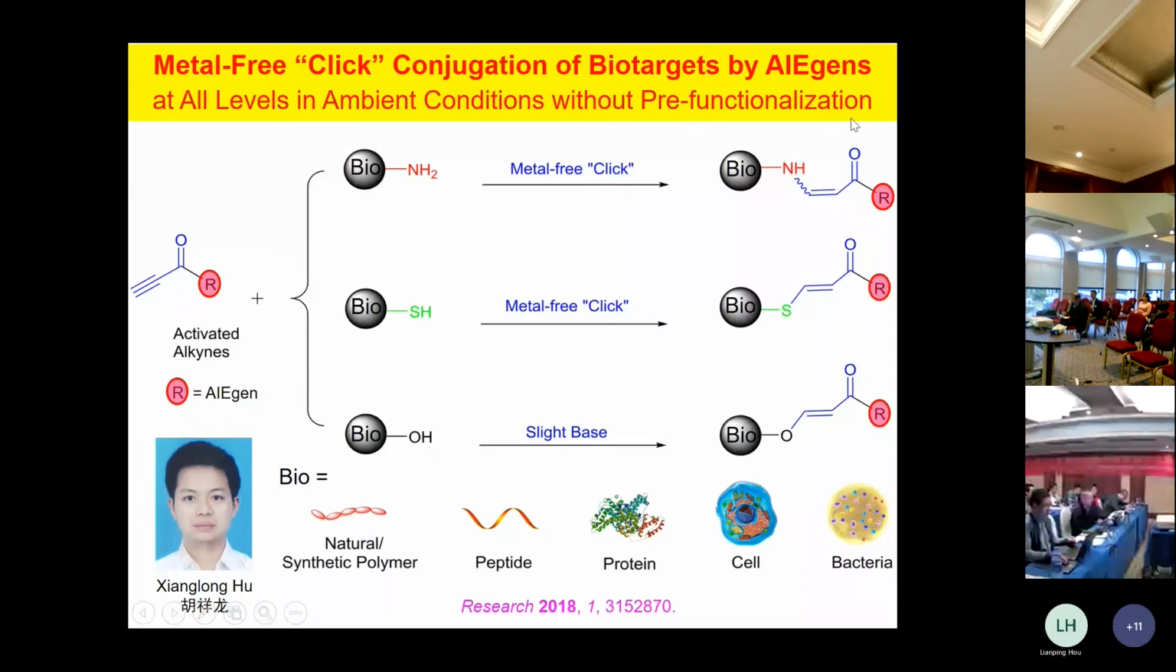This activated triple bond now can react with bio systems without pre-functionalization, because for the conventional click reaction, you need to do pre-functionalization. You need to convert this amino group to azide, or attach an azide group to the bio object. Here we don't need to do that. We just mix this with a conventional system. We don't need to use metal, and we don't need to heat it up. Just room temperature. You mix them together, and immediately this AIE gene will be attached to the bio object.